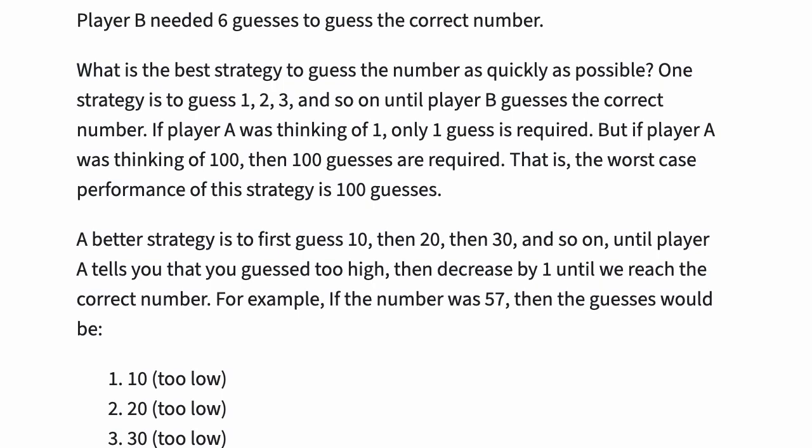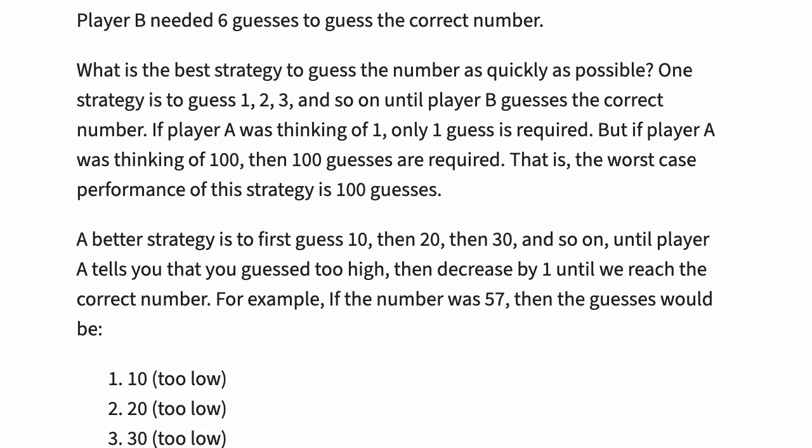What's the best strategy to guess the number as quickly as possible? One strategy is to guess 1, 2, 3, and so on until player B guesses the correct number. If player A was thinking of 1, only 1 guess is required. But if player A was thinking of 100, then 100 guesses are required. That is, the worst case performance of this strategy is 100 guesses.